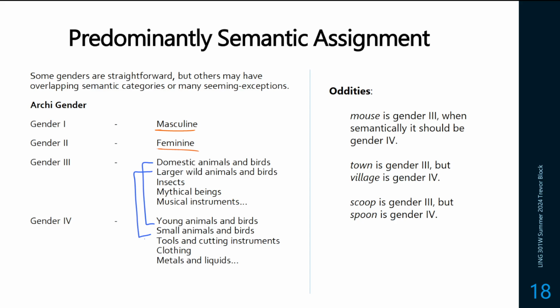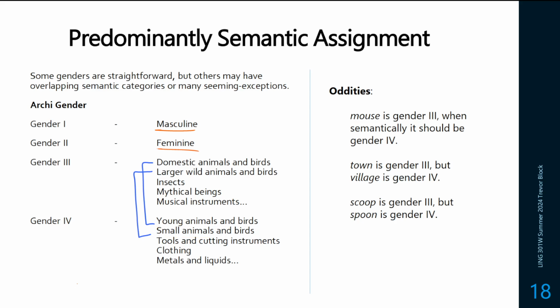Gender 3 includes insects, which I guess are not small animals. They're insects, mythical beings as well, and then musical instruments, among other things. In gender 4, we see cutting instruments, tools, clothing, metals, liquids, and so on. So that's great, except for the fact that we have many, many exceptions. For example, the word for mouse is in gender 3, but it's a small animal, so it should be gender 4 semantically, which means that semantics can't be the only thing here.